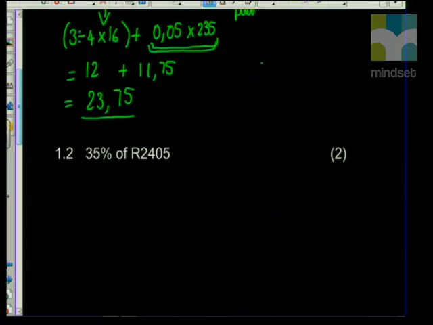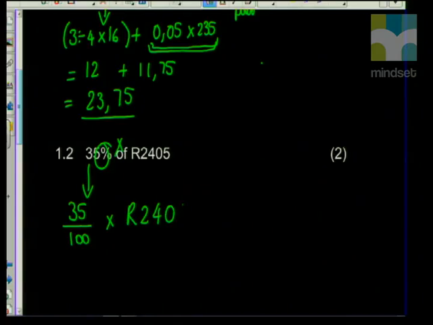Okay, let's go on to question 1.2. Now, when we're talking about percentages, we need to remember that a percentage basically means divide by 100. So what I could do is write my 35% as 35 over 100. Of always means times, and then we've got 2,405 Rand.